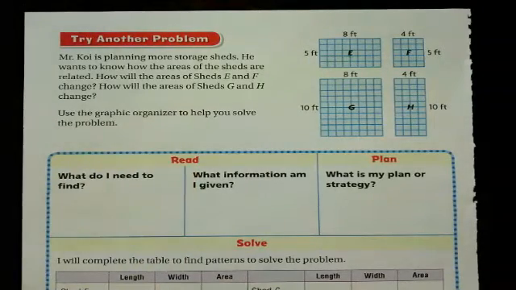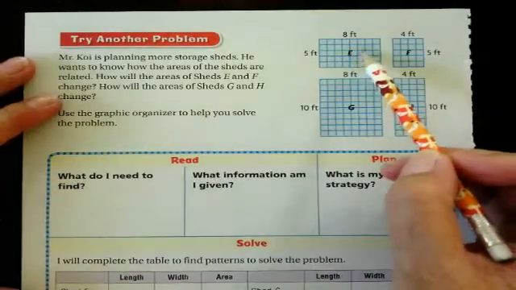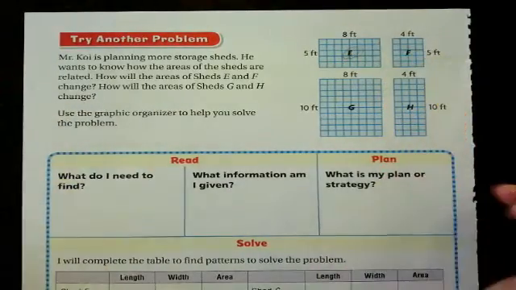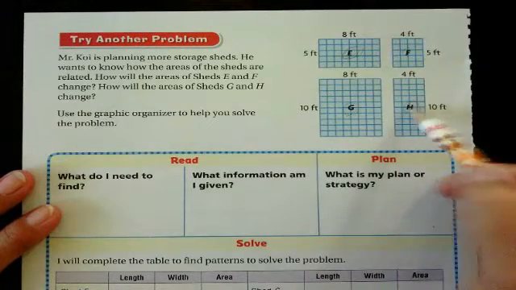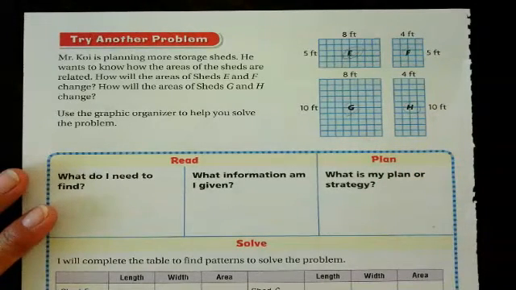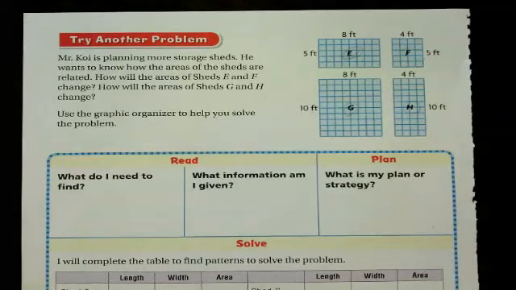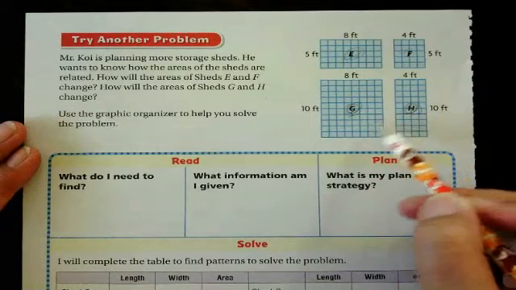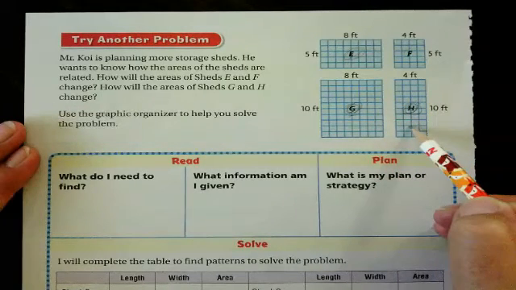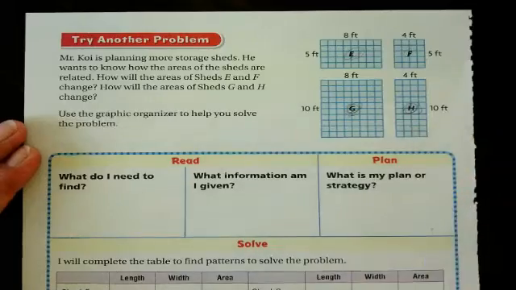So let's make a prediction. How do you think shed E would have to change to make shed F? How do you think shed G would have to change to make shed H? I would like to predict that the change is going to be about half the area. Remember, we're still working with area. We're finding area. And if G is twice as big, and then we go down to H, I'm going to say that our area drops by half. Let's see if I'm right.